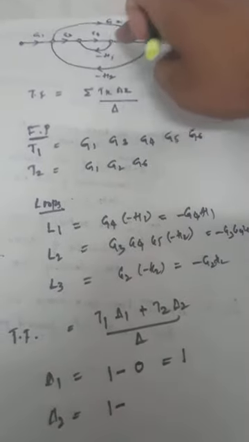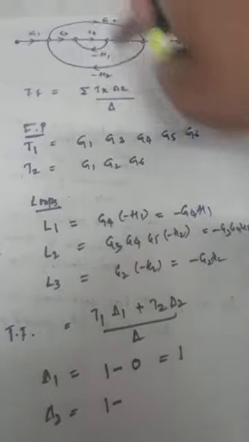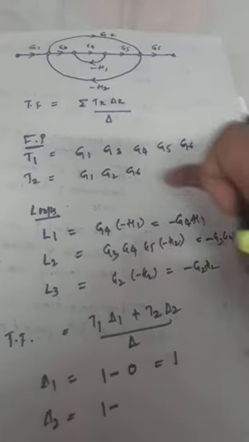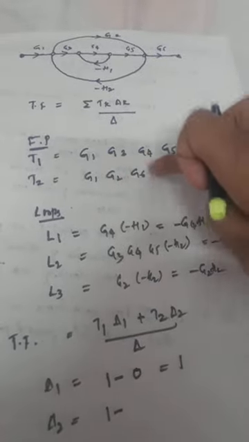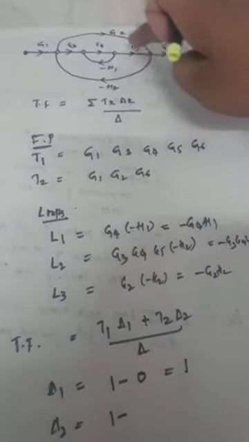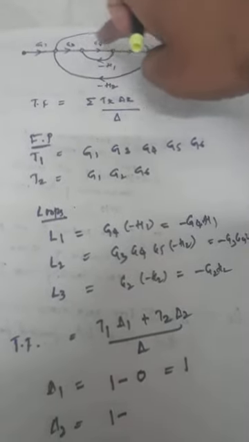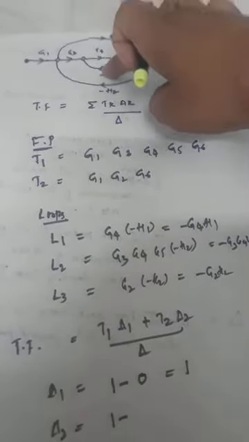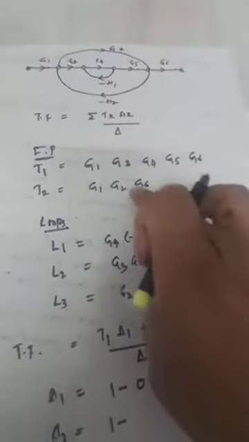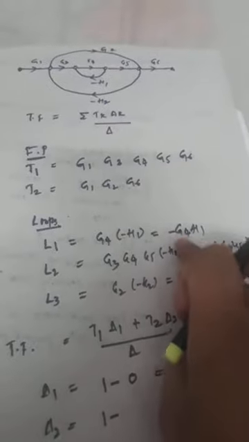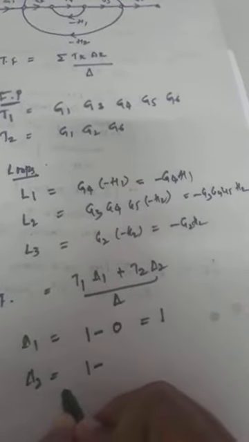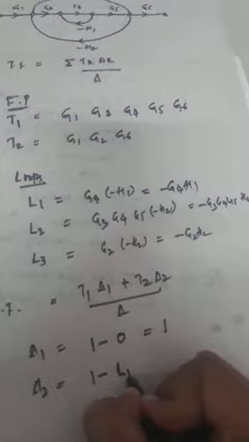In G4, H1, these two nodes are involved in forming this loop. But the second forward path is G1, G2, G6. That means these two nodes are not touching this forward path. That means this loop G4 H1, the first loop L1, is not touching the second forward path. That's why I'll write delta 2 is equal to 1 minus loop L1.